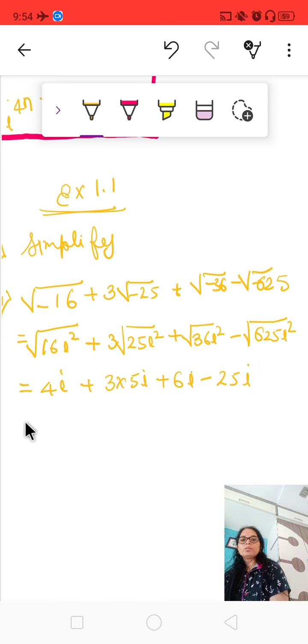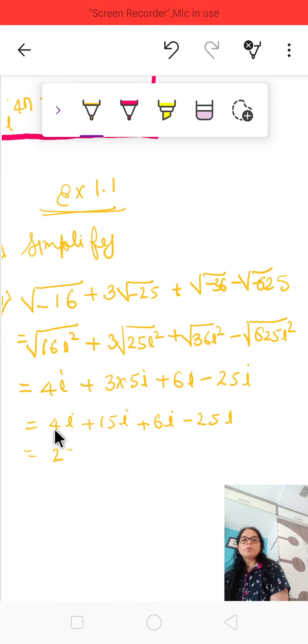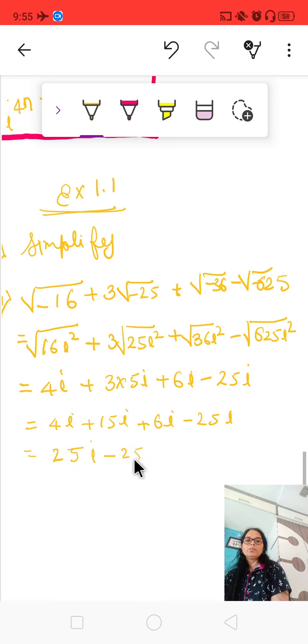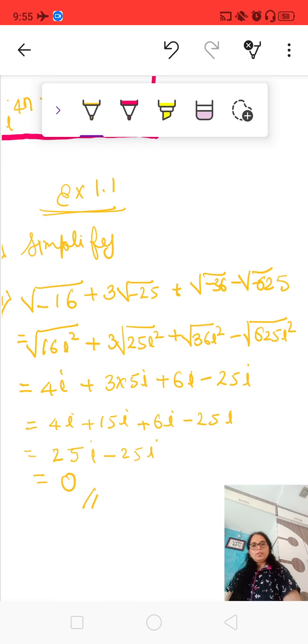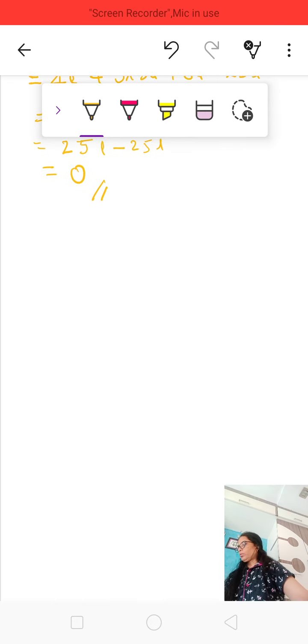Okay. Now let us solve this one. 4i plus 15i plus 6i minus 25i. So what you are getting here, 15 plus 4 is 19, 19 plus 6 is 25, 25i, and here already 25i is there, so your result is 0. In this way you have to solve this one. Now take the second one.